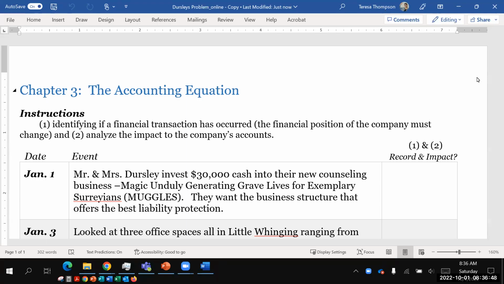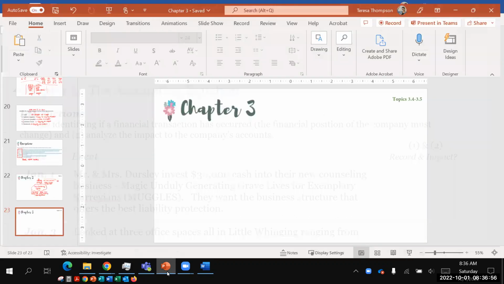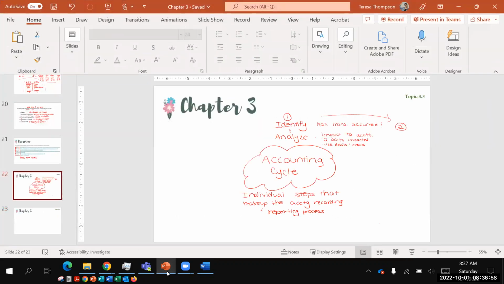All right, hopefully you've had a chance to download your own copy of this exercise so we can work along together. So we're illustrating the first step of the accounting equation that we just talked about, where we're going to identify if a transaction has occurred, and then what's the impact? What accounts specifically are impacted?